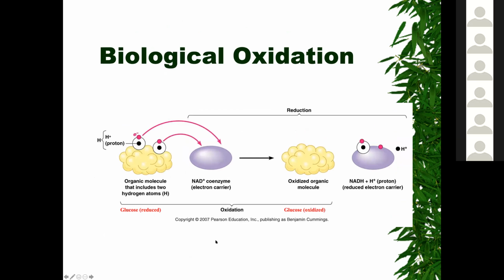Now, to put this into life terms, we can start with an organic molecule, and let's say that organic molecule is glucose, and glucose is reduced. It has a couple of extra electrons. It can transfer those electrons to what's called an electron carrier, in this case, NAD plus. I'll talk about NAD later, but this is an electron carrier, and it's an essential part of redox. So after that happens, glucose is now oxidized, and NAD plus is reduced to NADH plus a proton. So it's a reduced electron carrier. This would be the simplest explanation for biological oxidation.